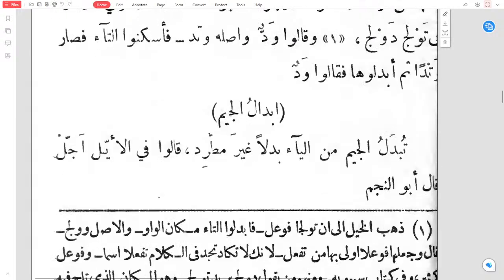إبدال الجيم. تبدل الجيم من الياء بدلا غير مضطرد. قالوا في الأيل أجل. The ya is changed into a jim, or the jim replaces a ya, as a replacement which is not across the scale. This is a unique example, and this is not a rule. غير مضطرد, مضطرد means literally to be thrown, meaning it's not a rule that's thrown everywhere. It's not a wide branching rule. This is a unique example. قالوا في الأيل أجل. In أيل they say أجل.